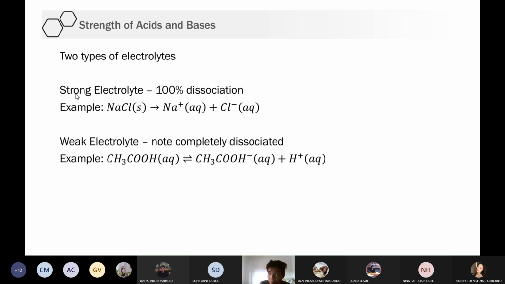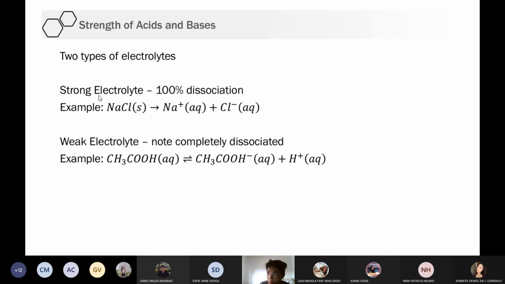So, paano mo malalaman kapag strong or weak electrolyte? Ganito. Kapag strong yan, yan ay ionic compound that is composed of metal and non-metal. Except for precipitates, kasi yung precipitate, metal, non-metal din yan, pero hindi siya nagde-dissociate. So, yan ay metal and non-metal na hindi precipitate. Yun yung mga strong electrolyte.